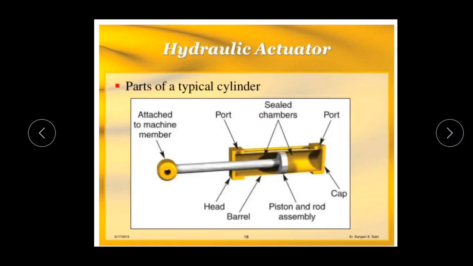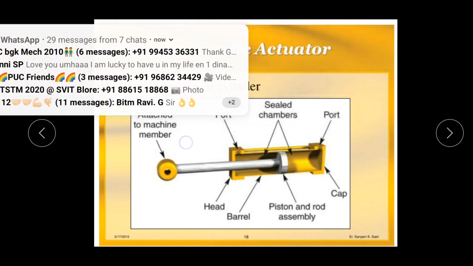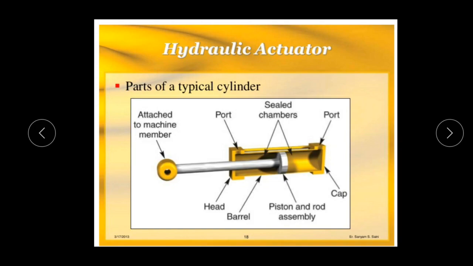Dear students, let us discuss the hydraulic actuator parts. The parts of a typical cylinder. Dear students, as we can see, the image is a construction of a hydraulic cylinder attached to a machine part. This is a ram attached to a machine member. As we can see, this portion is port B.